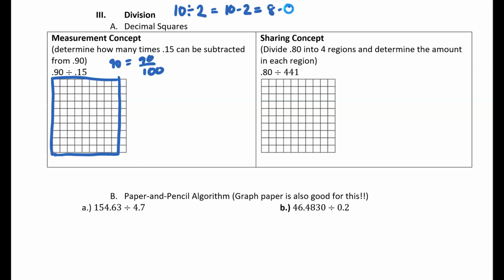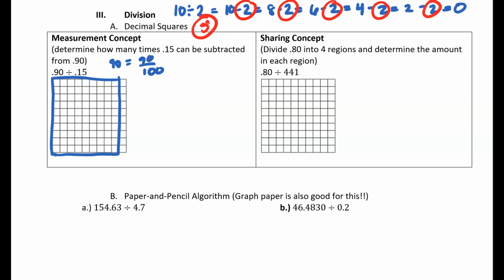So I get 8, and then subtract 2 again, and again, and again, until I get to 0, or as close to it as you can. Sometimes it doesn't work exactly. And then you ask yourself, how many times did you take off 2? I took off 2 5 times, so the answer is 5. We're going to do the same thing here.